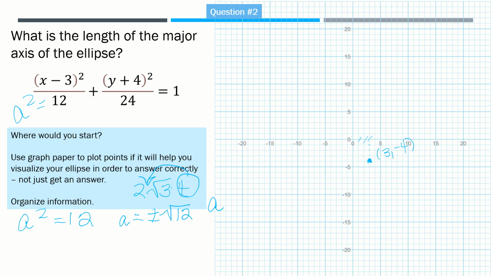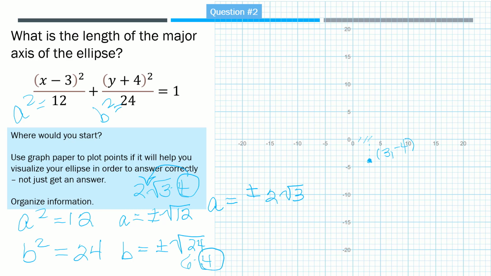So a is equal to positive or negative 2 square roots of 3. Okay, b squared is equal to 24. We'll do the same thing. We'll take the square root of both sides. So b is equal to positive or negative square root of 24. We can factor 24 into 6 times 4. And again, 4 is a perfect square. It's 2 times 2. Take that 2 out from underneath the radical. So b is equal to positive or negative 2 square roots of 6.